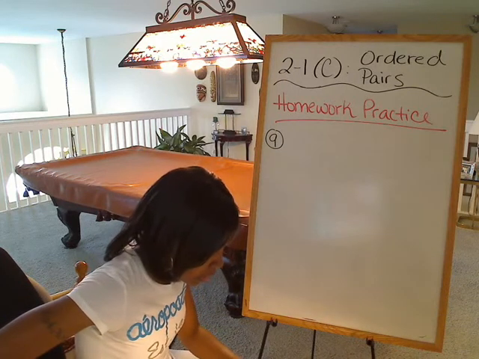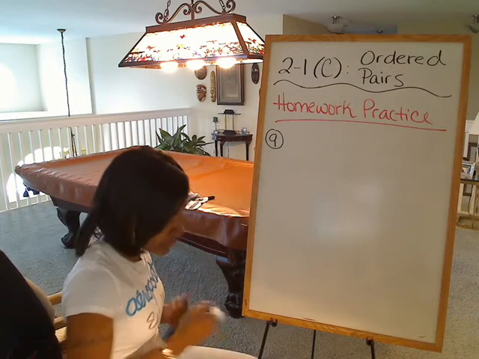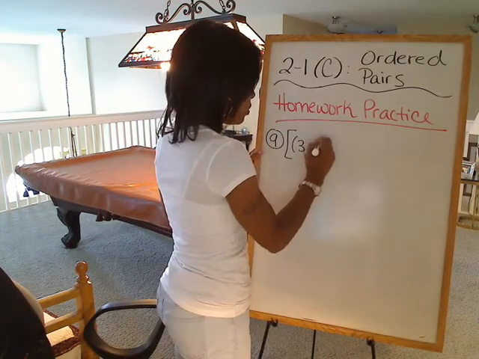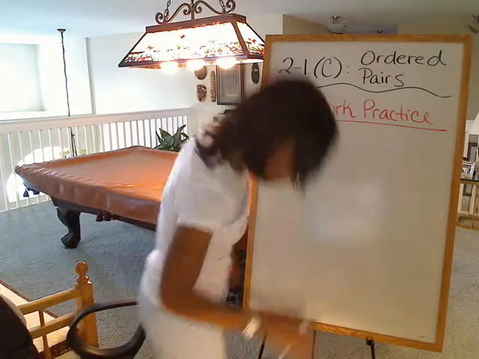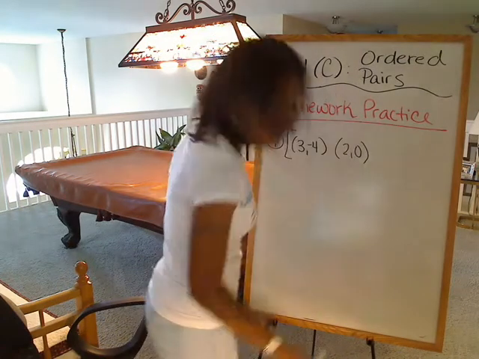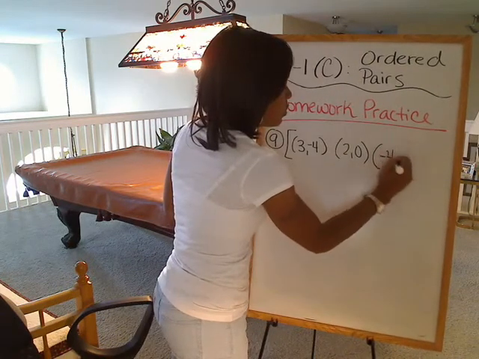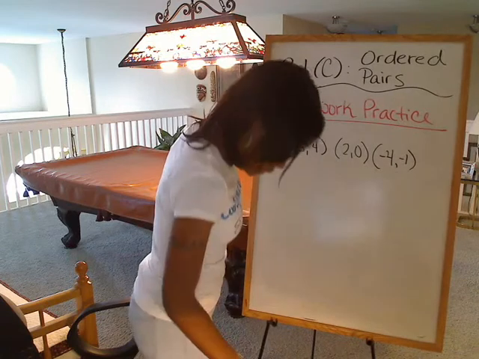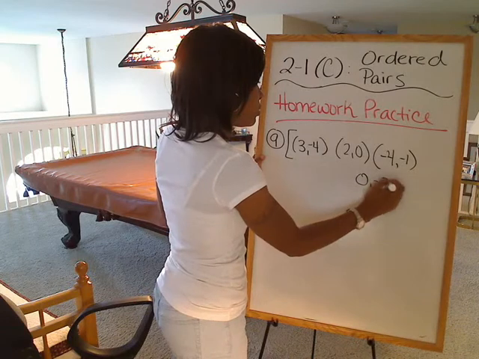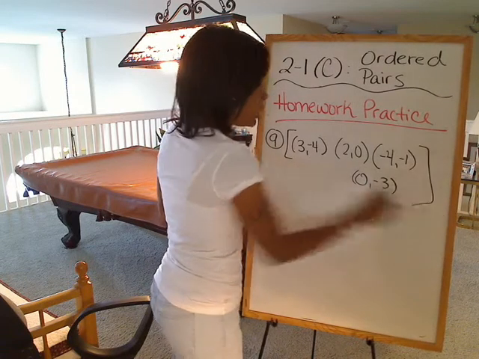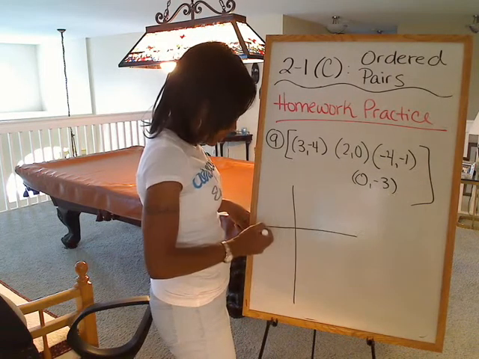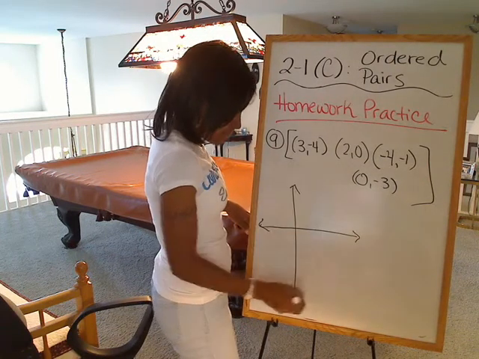But the 4 points that they gave you are 3, -4. That was the first point. Then 2, 0, -4, -1, and 0, -3 was the last one. So they gave you 4 points, and I'm going to do what I said I wasn't going to do, which is show you them on a graph.